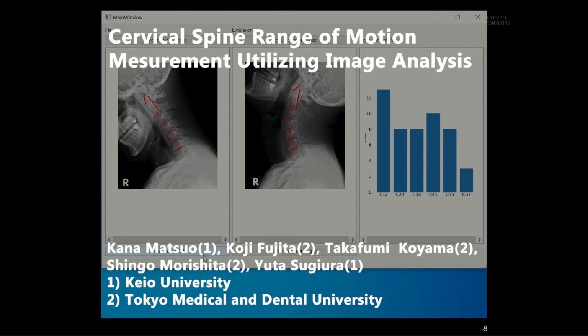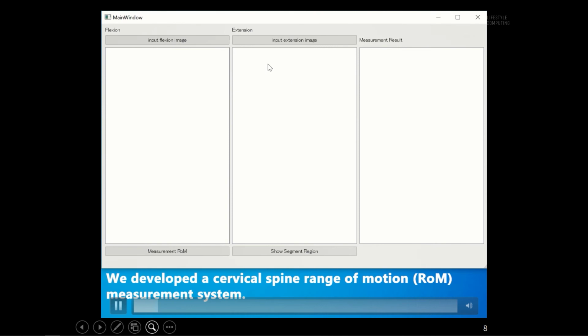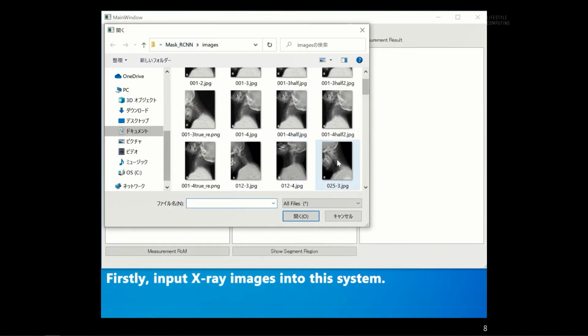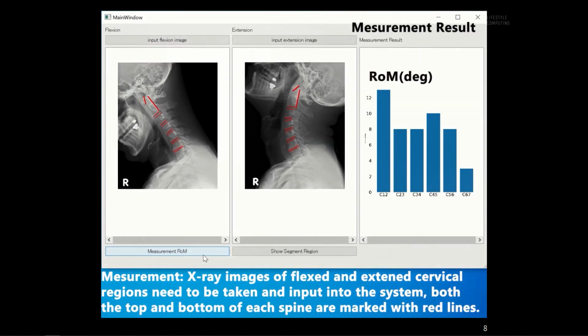We developed a CROM measurement system. Please look at the demonstration video. This is our application screen. Firstly, input X-ray images into this system. Then click the measurement button. The segmentation will be started and it will automatically measure the CROM.